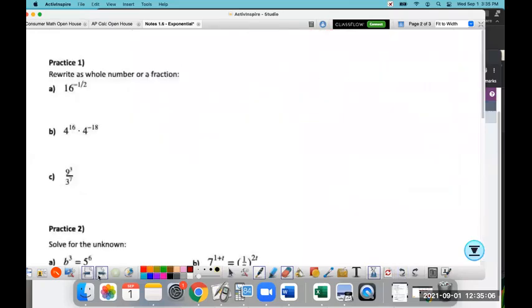Okay. So there's a few ways that I can deal with this, but I think the first thing that I want to do with part A is make that a positive power. So I'll make that a 1/16 to the positive 1/2 power. And then I see a fractional power, so I'm going to rewrite that as a root. That would be 1/, that'd be a square root. And then 16 would be to the first power.